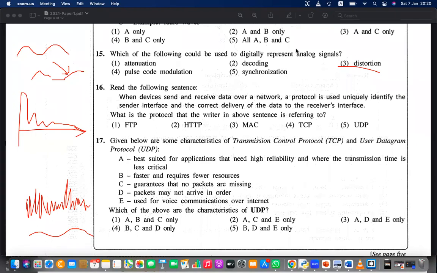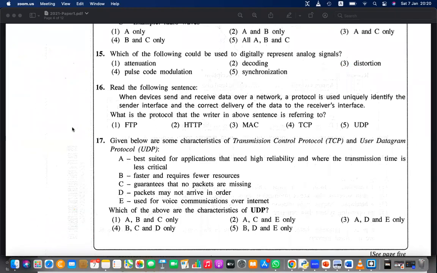Synchronization is basically when the signals at both ends need to be measured with a clock signal or clock pulse. Then only can we measure how many ones and how many zeros there are. That is called synchronization. Anyway, the answer for this one is PCM, pulse code modulation. That is the process for the digitalization of the signal.